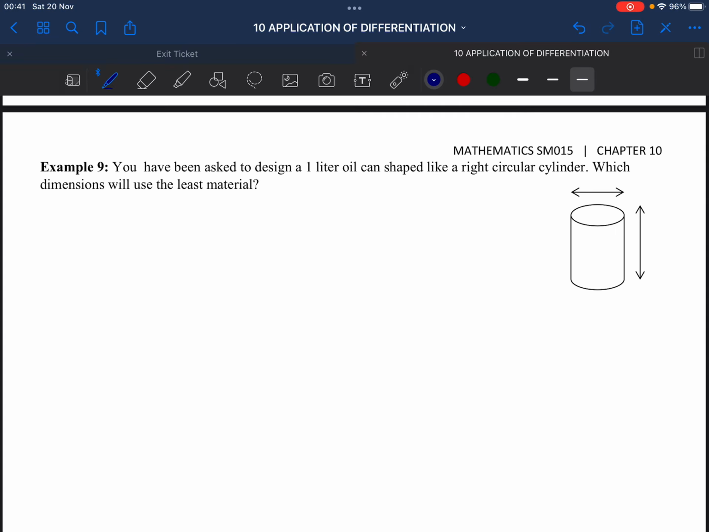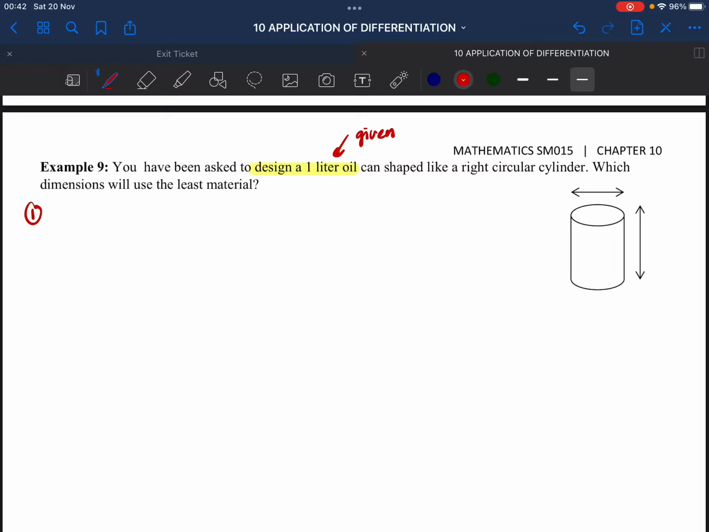Okay, so now here we already have our shape. You have been asked to design a 1 liter oil can shaped like a right circular cylinder. Kalau dia tak bagi ini, kamu kena tahulah apa bentuk right circular cylinder ni. Okay, so the first step is we have to draw. Ngam lah, kat sini dah draw dah. And we have to write the equation from the question. From the question, you know that we are asked to design a 1 liter oil can. So this is given to us, so you have to write this one.